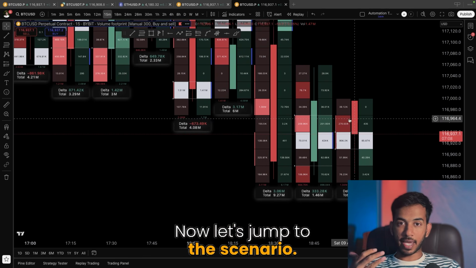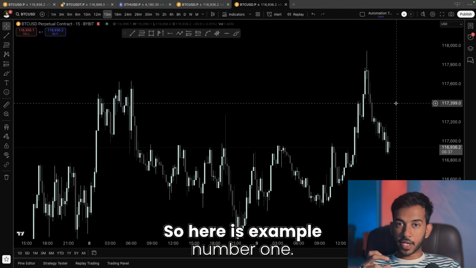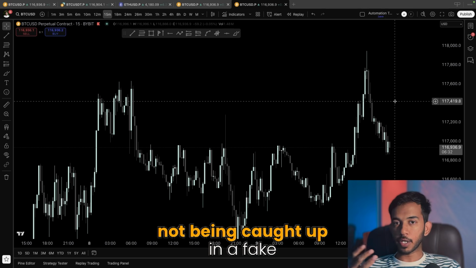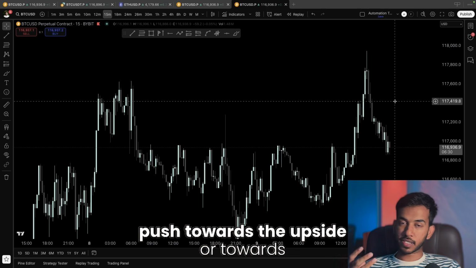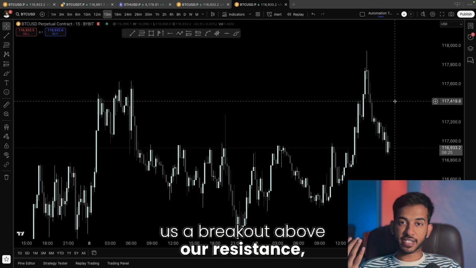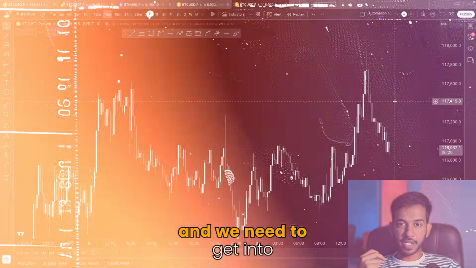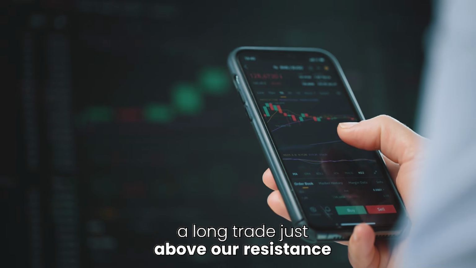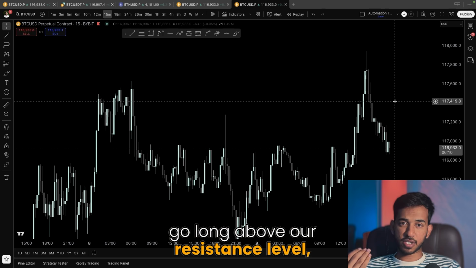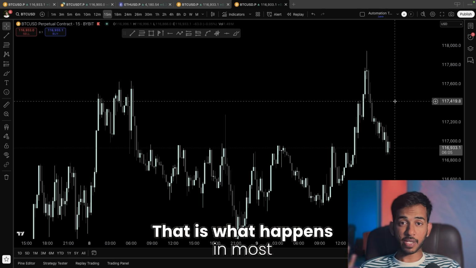Now let's jump to scenario number 1. How do we use footprint in real life scenarios? All right, so here is example number 1. How do you save yourself from being caught up in a fake push towards the upside or the downside? Every time the market gives us a breakout above a resistance, we feel like, okay, this is going to go pretty aggressive, the market is about to pump and we need to get into a long trade just above a resistance level. But let's be honest, the majority of the times when we go long above a resistance level, we get trapped, we get stopped out, and then the market just reverses. That is what happens, most of the time.